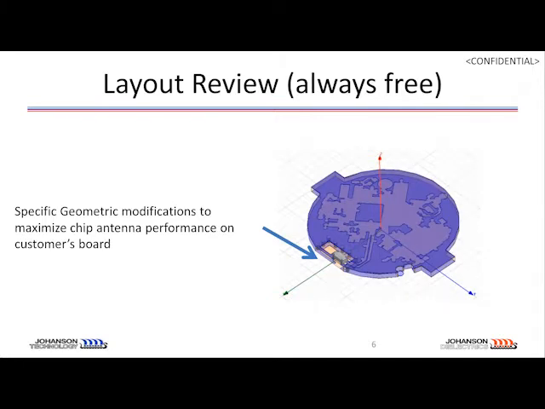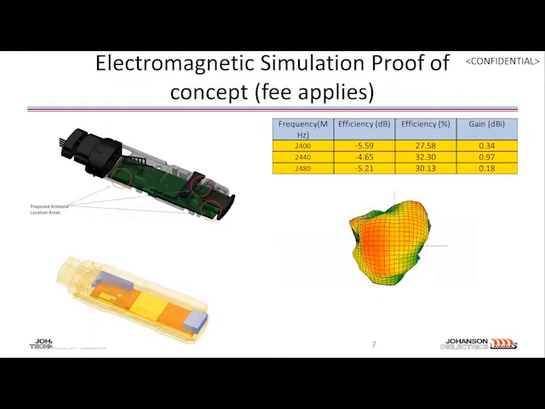And we can recommend specific geometric modifications and select a couple of antenna part numbers that'll be best for that shape, for that ground size, and obviously for that frequency. So you will be assigned a Johanson RF engineer who will take you through this initial process.